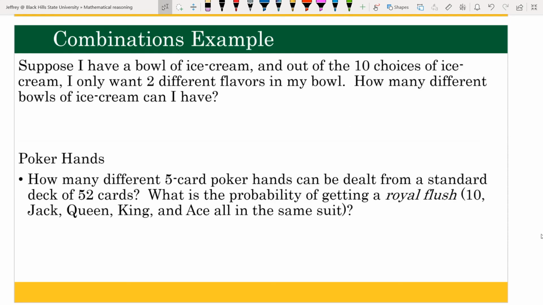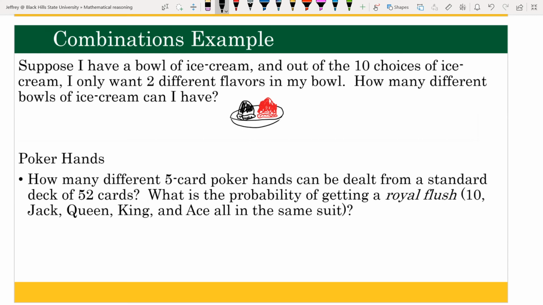So now let's look at some examples of how to use a combination. Let's suppose I have a bowl of ice cream, and out of the 10 choices of ice cream, I only want to select 2 different flavors in my bowl. Of course, because of how a bowl is arranged, the scoops of ice cream are going to end up being side by side. So it doesn't really matter if the strawberry ice cream is on the left or on the right side of the bowl, as you can simply flip the bowl around and you basically have the same ice cream. It doesn't matter in which way the 2 scoops are put into the bowl, they're going to be side by side and not stacked.